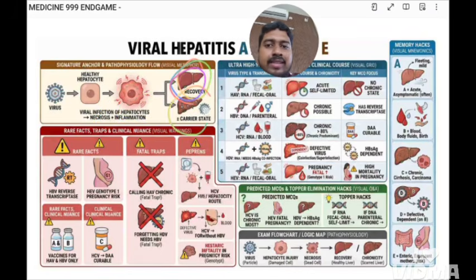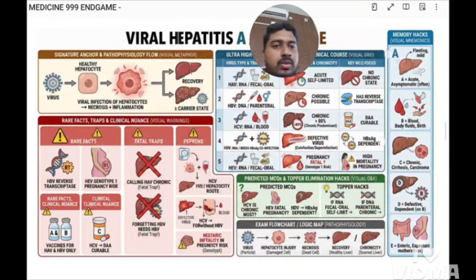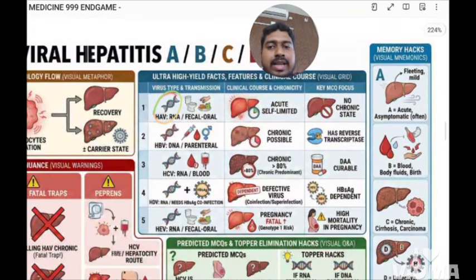One is you can have recovery, and second, in the case of hepatitis B and hepatitis C, it will go to a carrier state, and in future it can go into cirrhosis, and then it will go into hepatocellular carcinoma. So now you should know a few things. This table is very important. So HAV, hepatitis A virus, is an RNA virus. In this entire thing, everything is RNA except hepatitis B, which is a DNA virus.